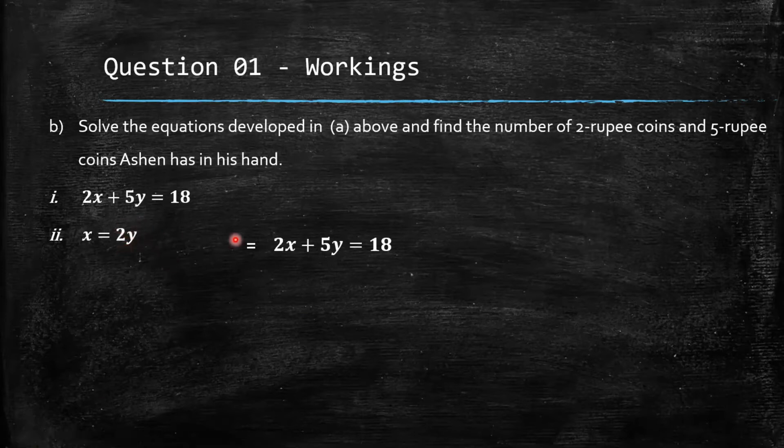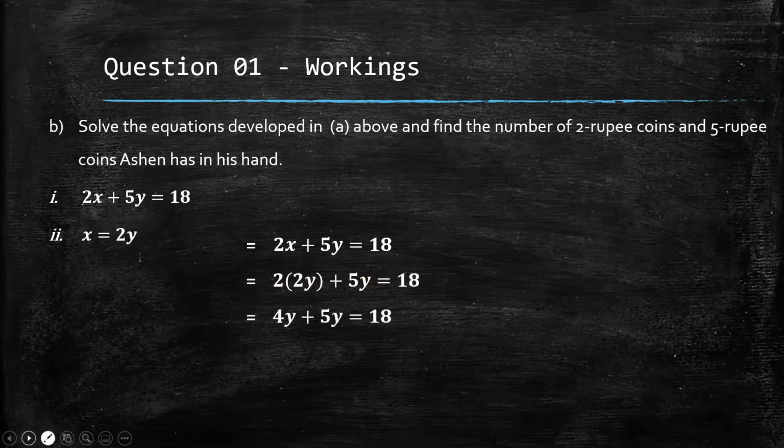So x is equal to 2y. So 2 times x is 2y plus 5y is equal to 18. Once you solve it, 4y plus 5y is equal to 18. Then it is 9y is equal to 18. Since you need to make y the subject, you need to divide each side by 9. So it will be y equals 2.